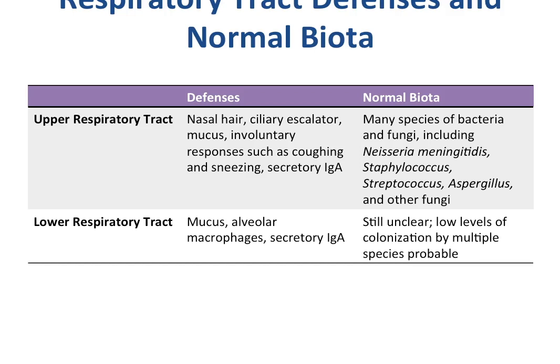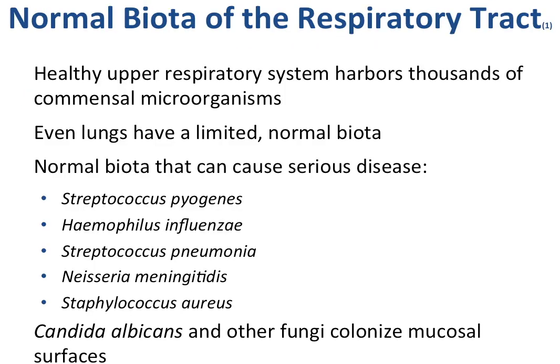Also, there is normal biota in the upper respiratory tract. We don't know yet whether there is biota in the lower one or not. So the biota in the upper respiratory tract includes Streptococcus pyogenes, Haemophilus influenzae, Streptococcus pneumoniae, Neisseria meningitidis, and Staphylococcus aureus. Actually, those are the normal biota.